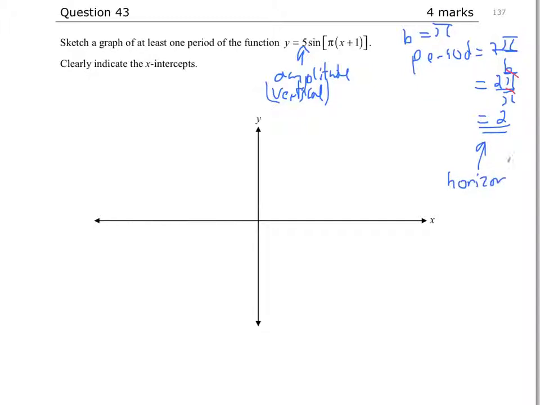Horizontal distance of one complete cycle. We'll talk about what that means in a sec.